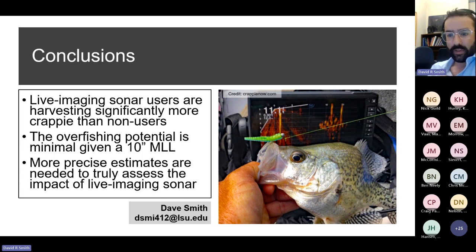And as far as catfish go, I'd point you to the Ben Neely paper that was recently published, where they've done a similar approach with both crappie and blue cat. I think it was blue catfish with live imaging sonar. So there's definitely a lot more interesting research questions to unpack here.